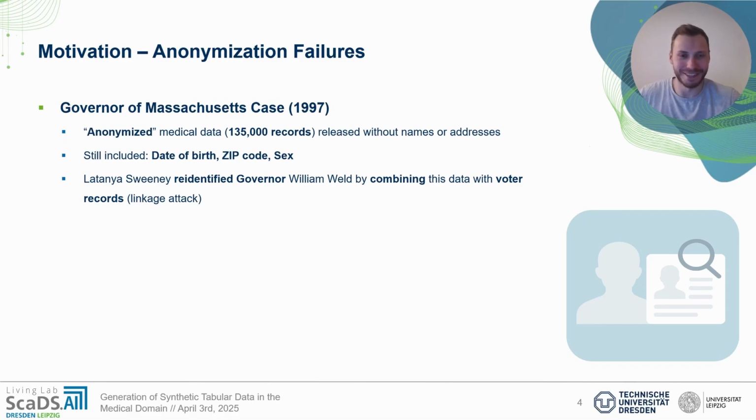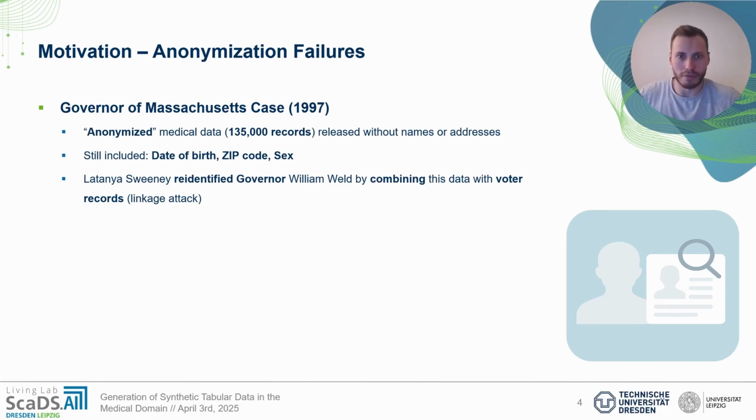That was not secure enough, because Latanya Sweeney, at that time still a student, could identify the governor of that time. For that, she bought some voter records for just $20. I'm not sure if it's still possible in the US, but those voter records had the full names of everyone, zip codes and sex. So she could combine the two datasets using that.